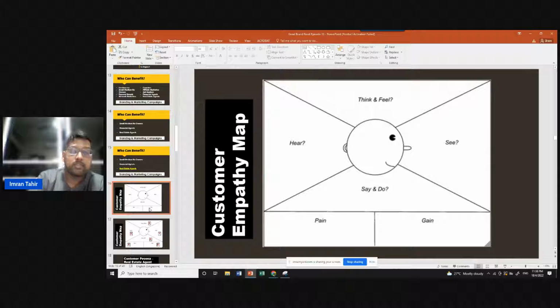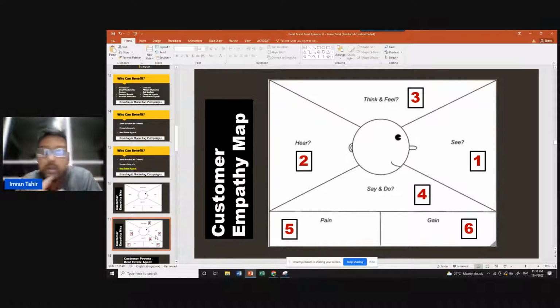So let's review the customer empathy map. You've probably seen this bald guy before, stuck in the middle of a square. If this is the first time you're seeing this, type in the comments, just type one, so I know it's your first time. It comes with six quadrants that you need to fill up: what you see, what you hear, what you think and feel, say and do, pain and gain. That's the customer empathy map. We're going to be filling this up later.